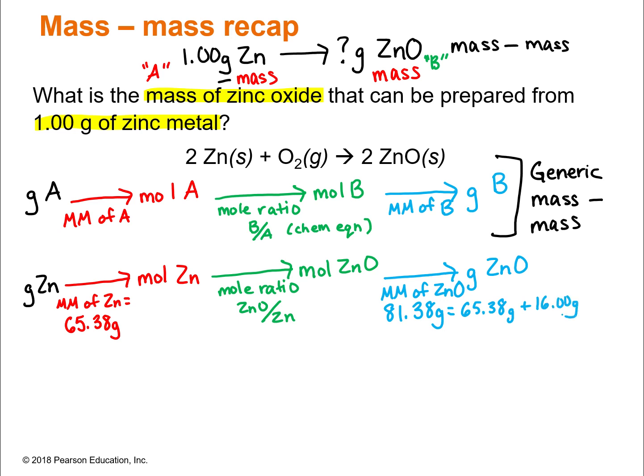So the molar mass of zinc oxide, you look up zinc and you look up oxygen, and then you add them together. So that's our plan for this problem specifically. Now we're going to put the real numbers in.